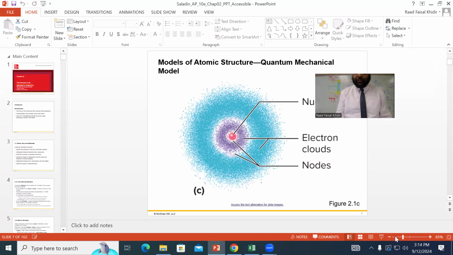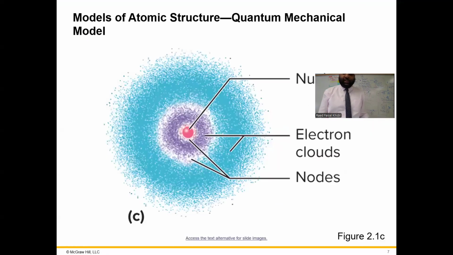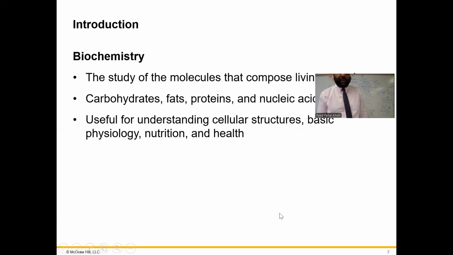Chapter 2 is very important because it is now telling us about the chemistry. We have the chemistry of life. So we already established that in the deconstructionist pathway, what happens is we break down what's big to its smaller parts.